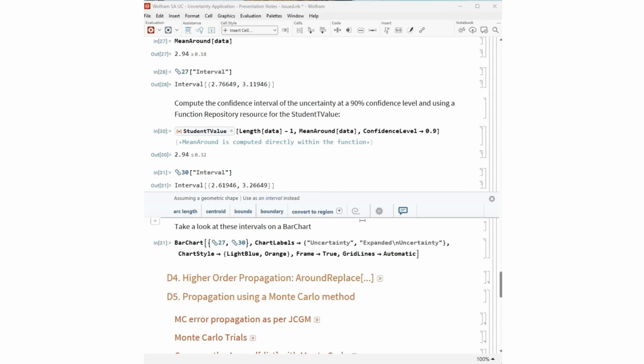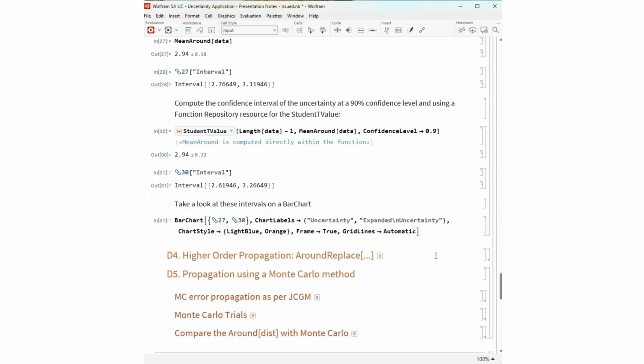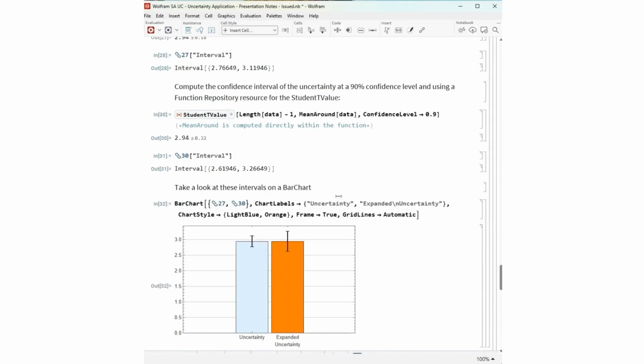We could also look at this in a bar chart, for example, shown here, where you've shown the standard error on top of the mean, as well as the expanded standard error side by side. Noting that many Wolfram charting and plotting functions simply deal with uncertain objects of the data.